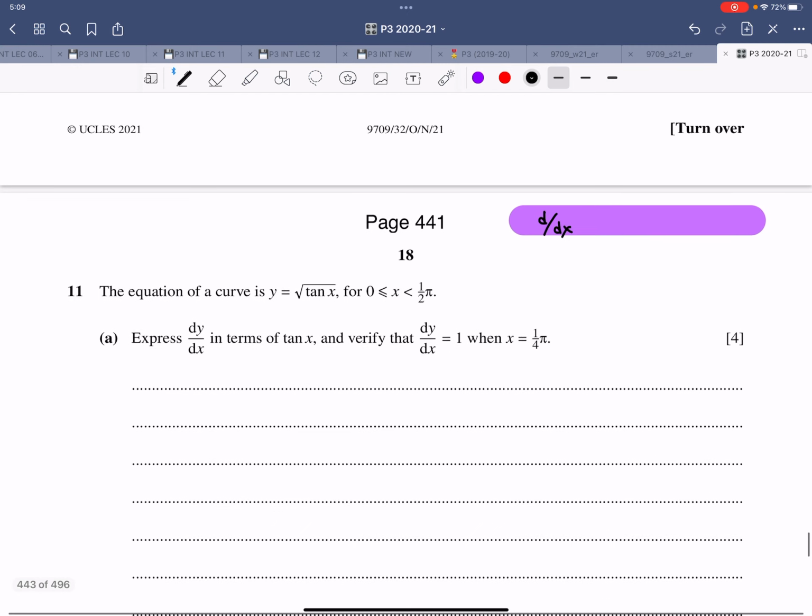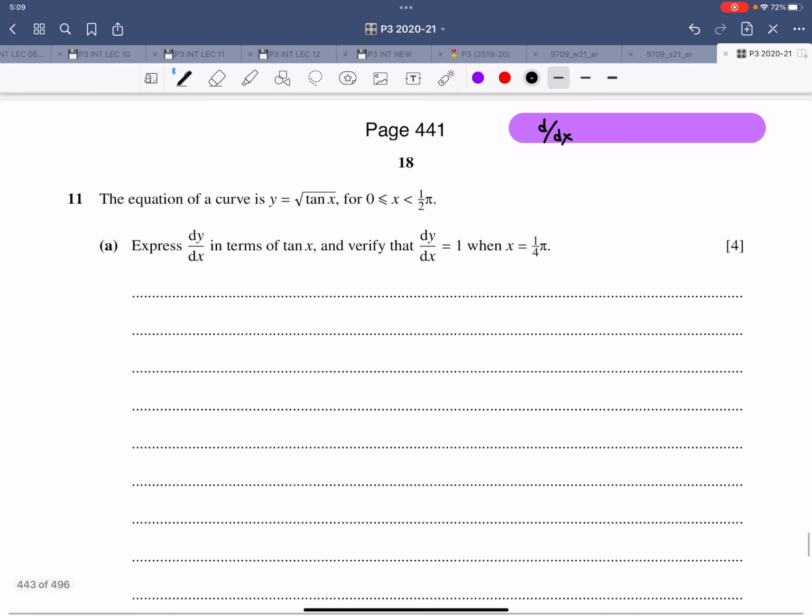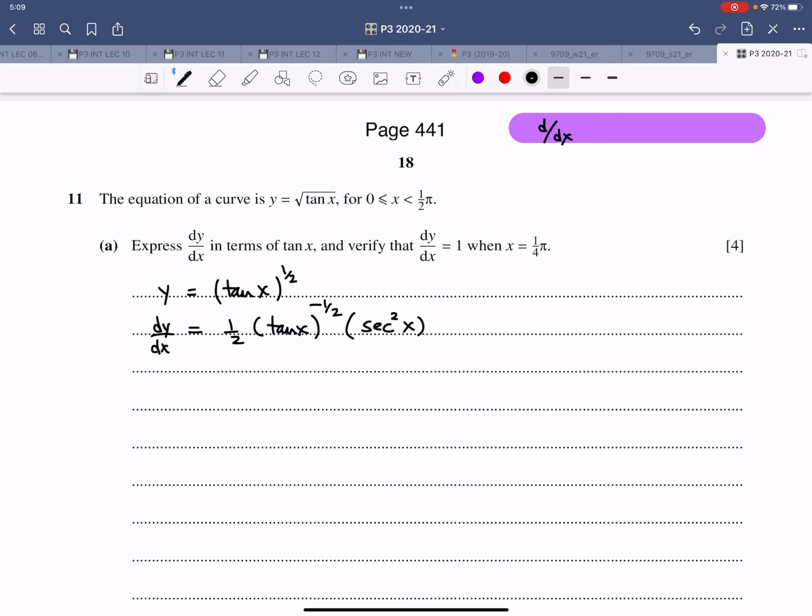So now this is differentiation. y is equal to tangent x raised to the power of half. dy by dx, half comes down. Tangent x remains as it is. Power reduces by 1. Derivative of the bracket is sec square x. So therefore this is half, and the numerator is sec square x divided by square root of tangent x.